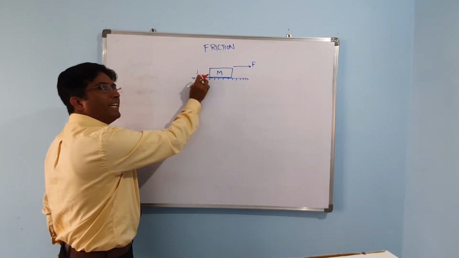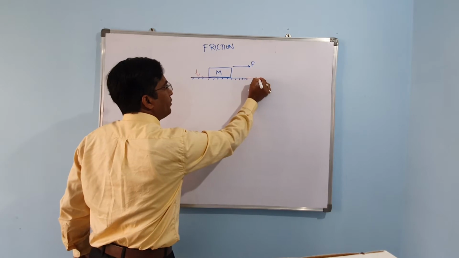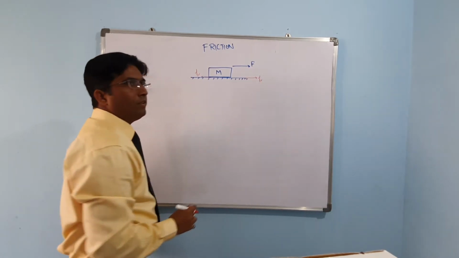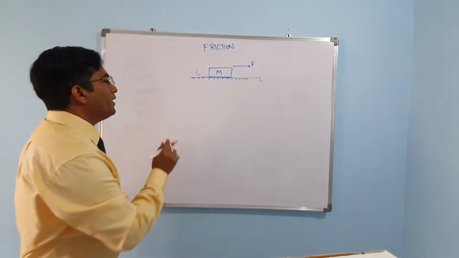Friction on the block will be acting to the left, and friction on the ground, as per Newton's third law, will be acting to the right. So this is how friction is going to act.